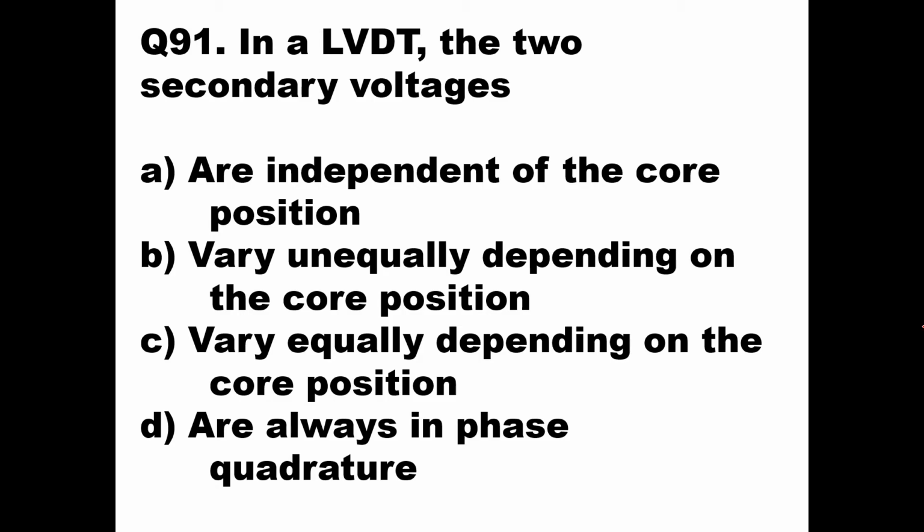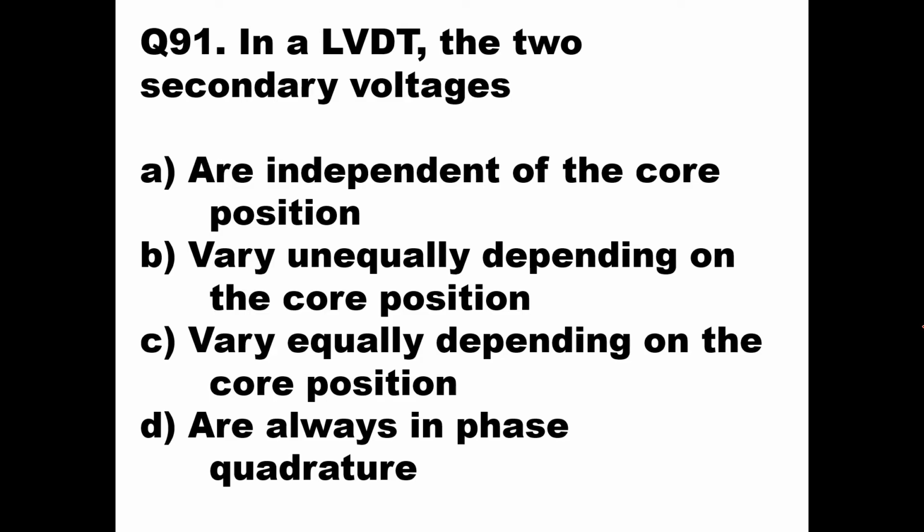LVDT, linear variable differential transformer. In an LVDT, the two secondary voltages, how do they vary? That has been asked in this question. Option A is they are independent of the core position. Option B is they vary unequally depending upon the core position. Option C is they vary equally depending upon the core position, and are always in phase quadrature.